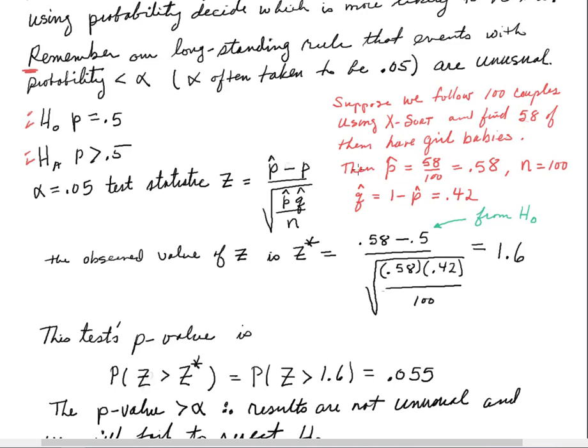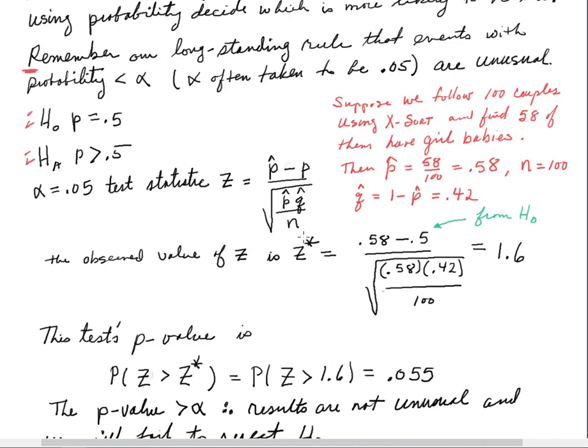So here's what we would have. We'd have that p hat is 58 over 100, which is 0.58. N is 100. Q, this would be the probability observed of having male birth, but it's 1 minus p hat, so that would be 0.42. So here's what we've gathered from our sample. Now that means that we can calculate an observed value of z.